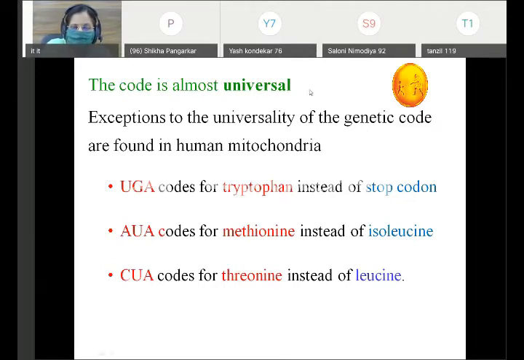So the genetic code is universal. That means a particular codon specifies a particular amino acid in all the species. There are exceptions in human mitochondrial DNA. These are mentioned over here. UGA, which is usually a stop codon, codes for tryptophan in mitochondrial DNA. AUA codes for methionine, and CUA codes for threonine.